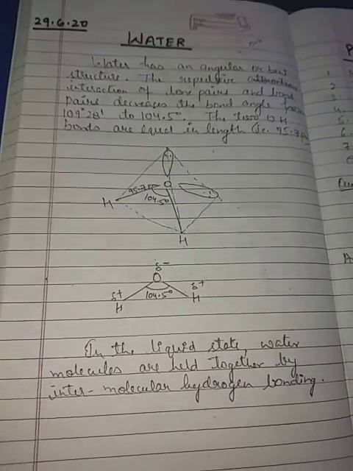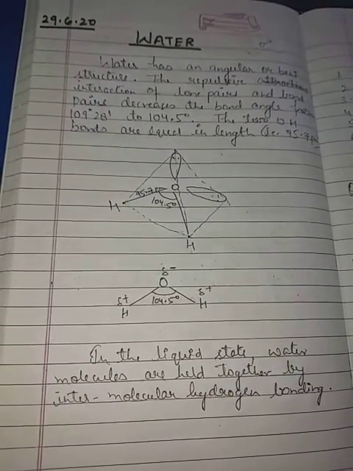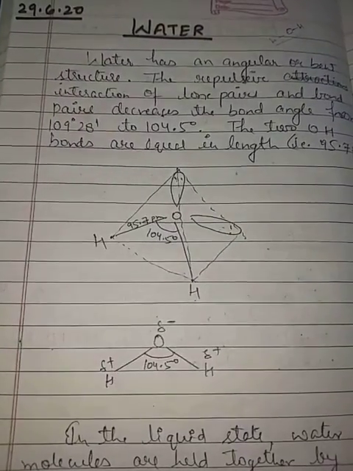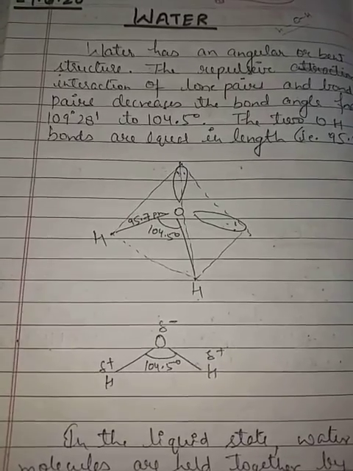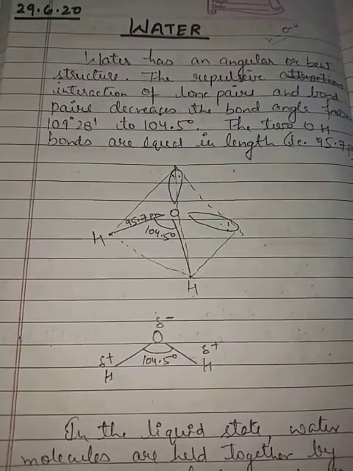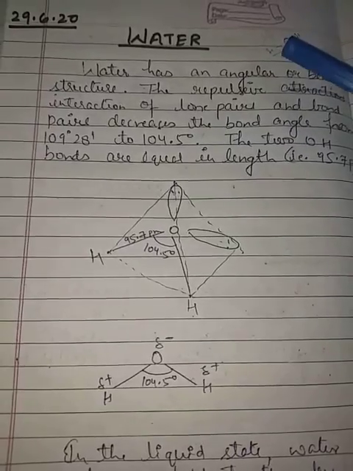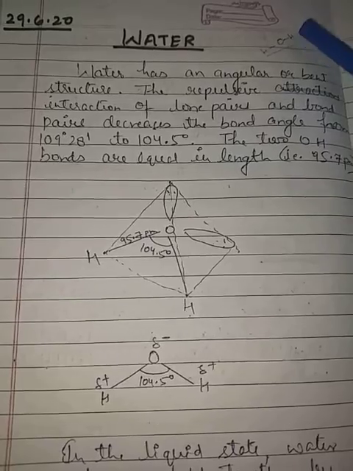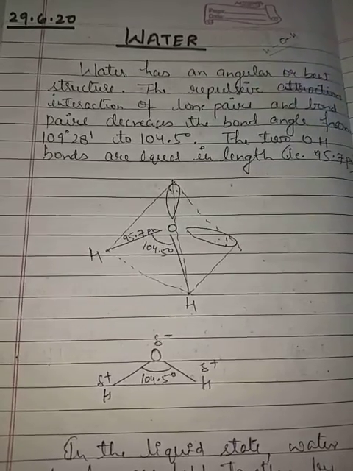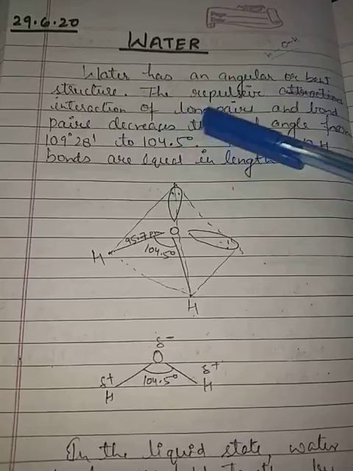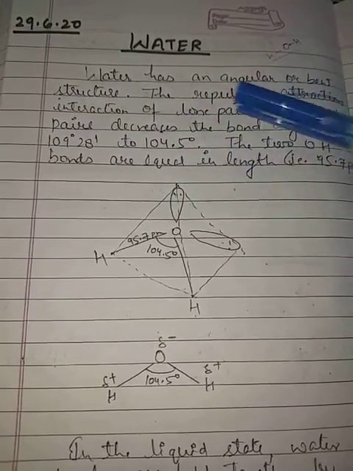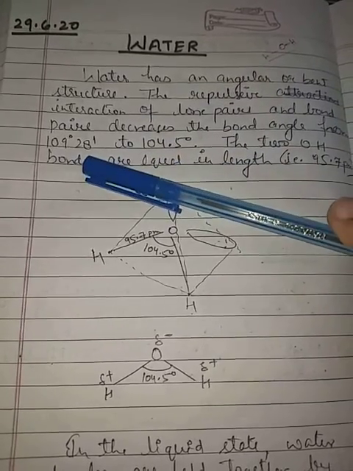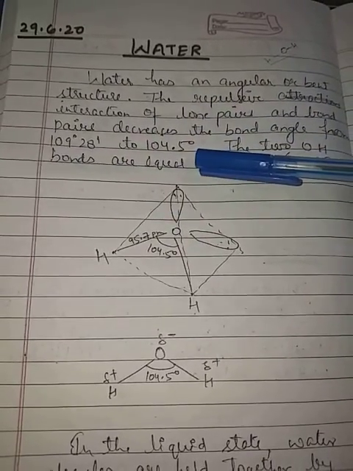Hello students, today we will continue the chapter hydrogen and we will start with the topic water. Water has an angular or bent structure. In previous classes we have studied that in water, oxygen is present in between and hydrogens are attached to it. But actually water has an angular or bent structure. The repulsive interactions of lone pairs and bond pairs decrease the bond angle from 109 degrees to 104.5 degrees.